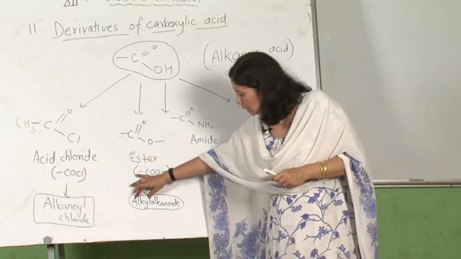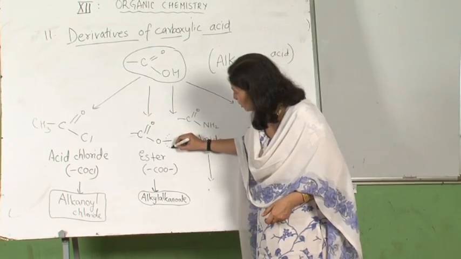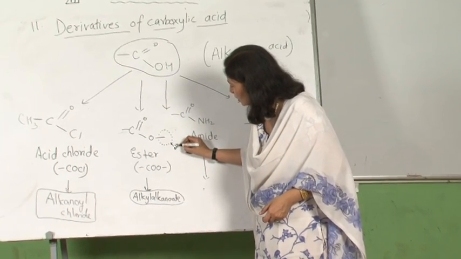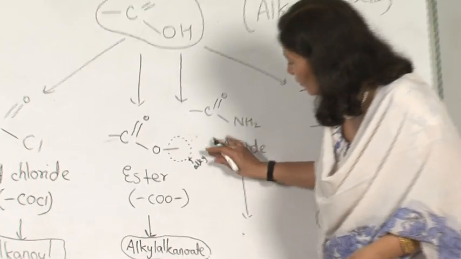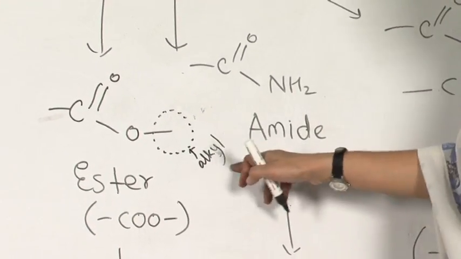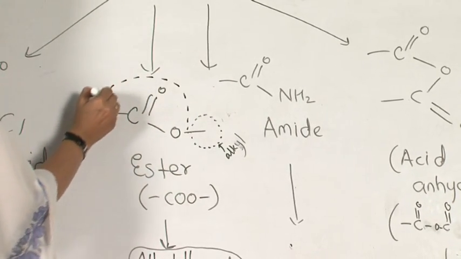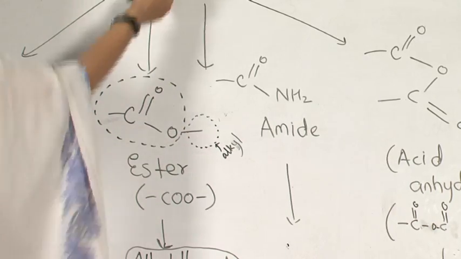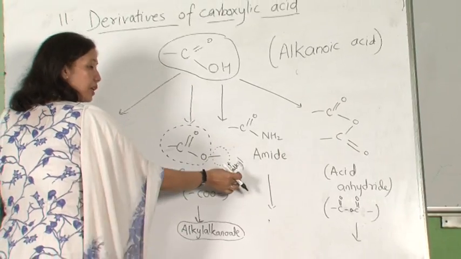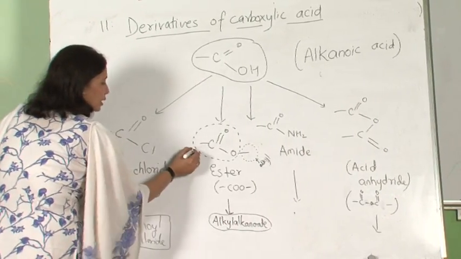Now what part is alkyl, and what part is alkanoate? I am showing it here, putting a circle. This part goes as alkyl, and this part is the actual acid. What I have done here is just remove the hydrogen. So in place of hydrogen, whatever group is there, that part turns out to be alkyl, and the remaining entire part turns out to be alkanoate.